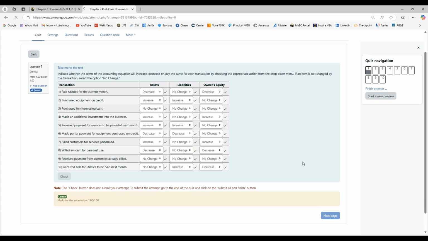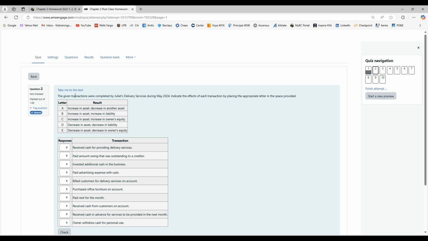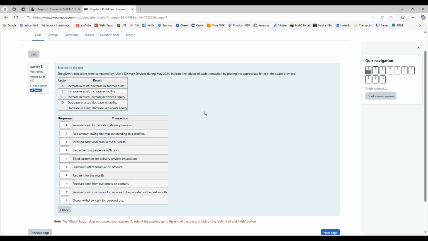And on to the second question. Transactions. A little typo there. Okay, the given transactions were completed by Juliet's delivery service during May 2024, and we need to indicate the effects of each transaction by placing the appropriate letter in the space provided.